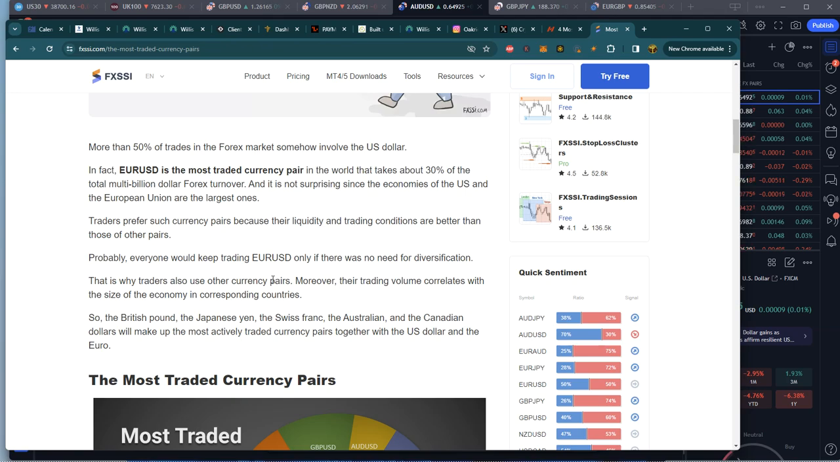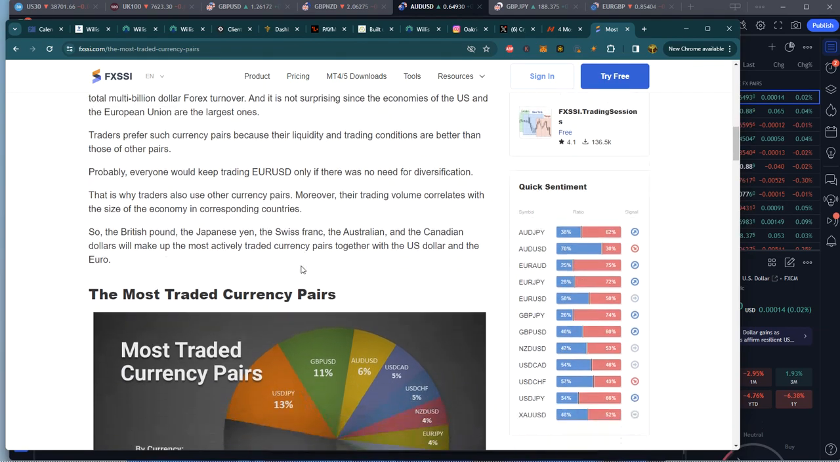Moreover, the trading volume correlates with the size of the economy in the corresponding countries. So the British pound, the Japanese yen, the Swiss franc, the Australian dollar, and the Canadian dollar make up most of the actively traded currency pairs, together with the US dollar and the euro. Those 1, 2, 3, 4, 5, 6 different currencies make up mostly all of Forex. So keep that in mind. Now let's look at the chart.